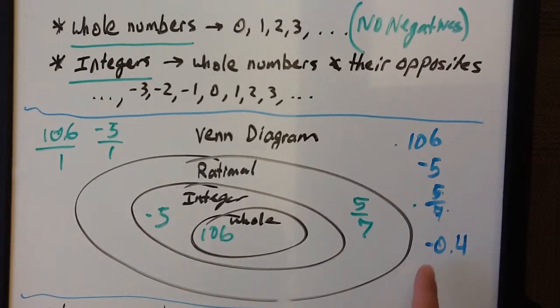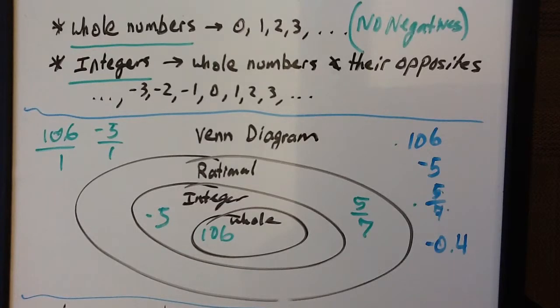Finally, we have -4/10, -0.4. This is a decimal. You can write a decimal as a fraction. Is it an integer? No, it's not, and it's not whole. So -0.4, -4/10, will only go in the rational circle.